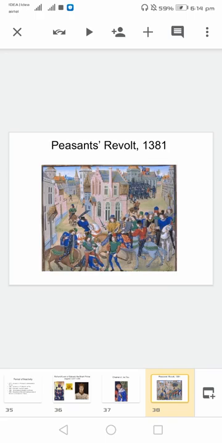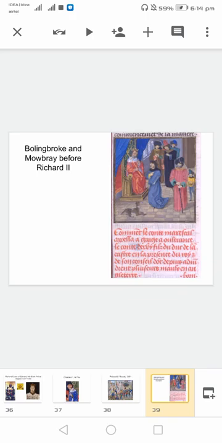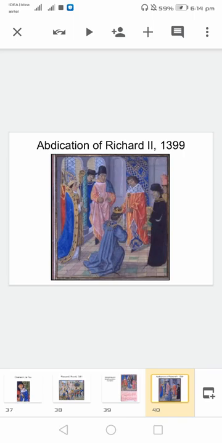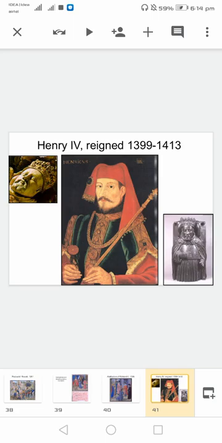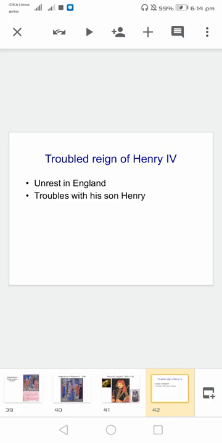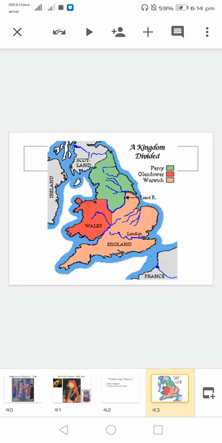The Peasants' Revolt, a very, very important historical event and a time which really turned history upside down. This reign and Henry IV, a very important king, all these things play a very important role of that time.